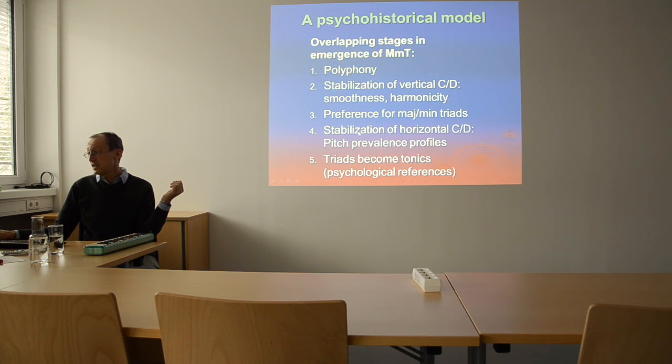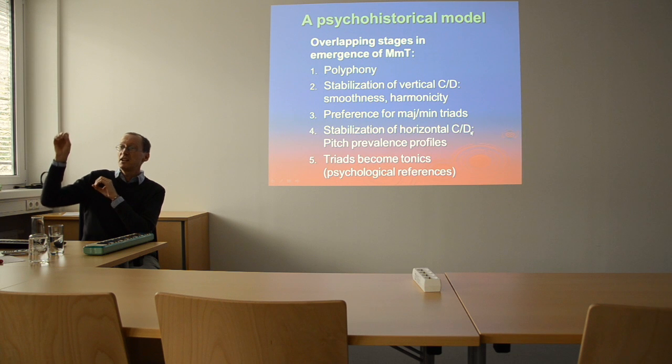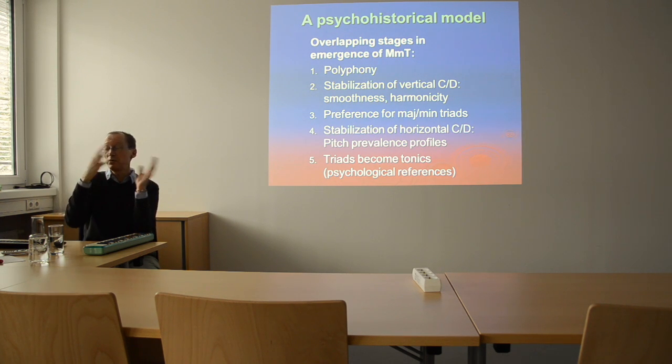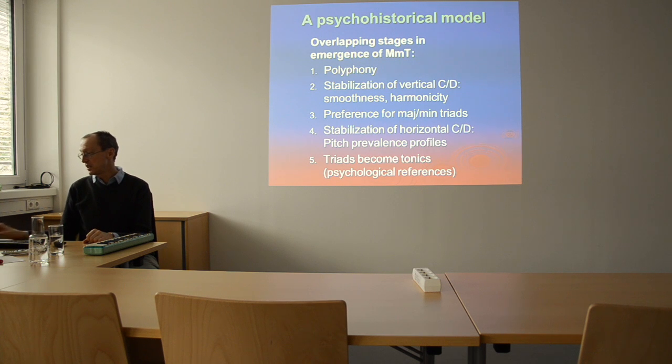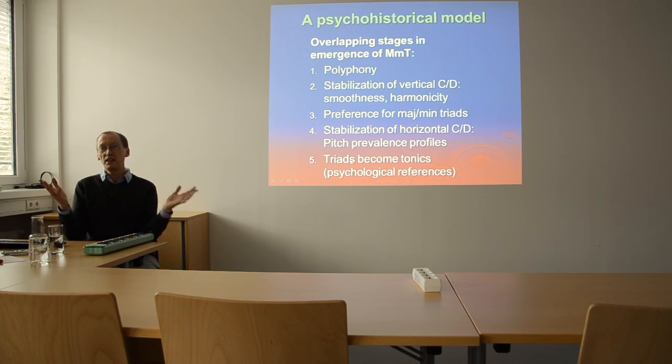And then the horizontal thing began to stabilize. The horizontal aspect means that you have a certain chord, and after that certain tones happen more often. And that began to stabilize the profile of preceding and following tones. And finally, the major and minor triads became tonic triads, which meant that we had major and minor keys, right? So this is our historical model.